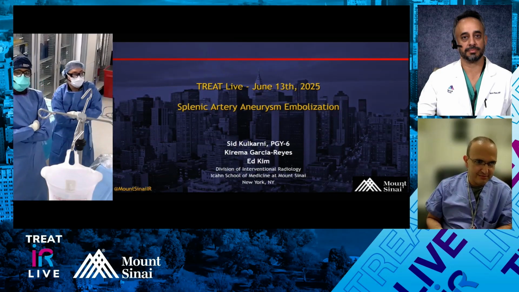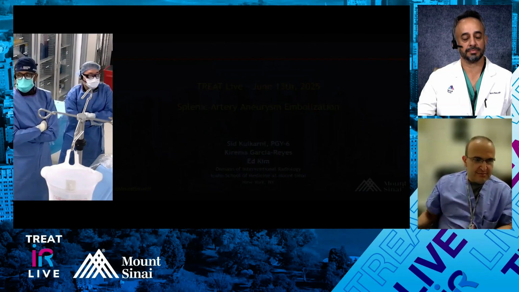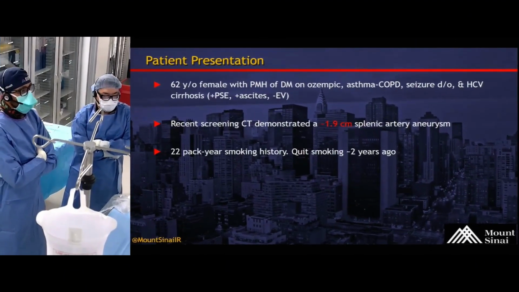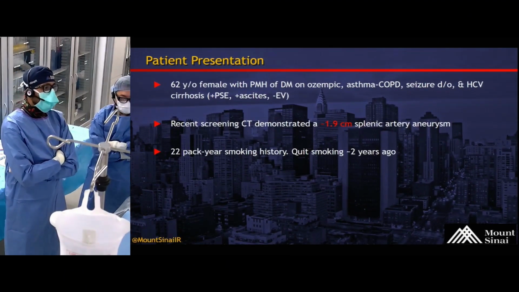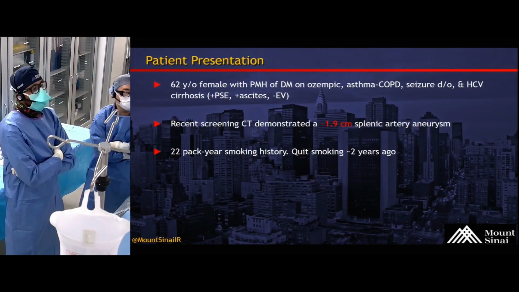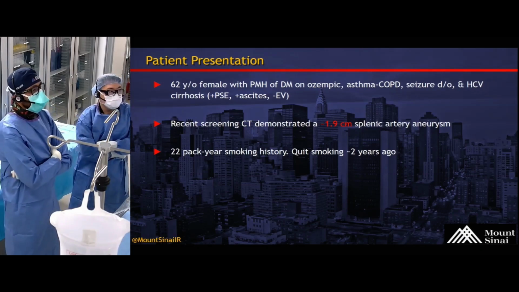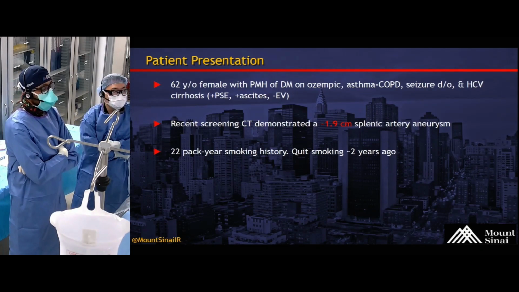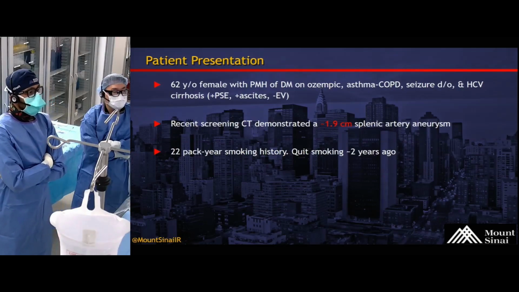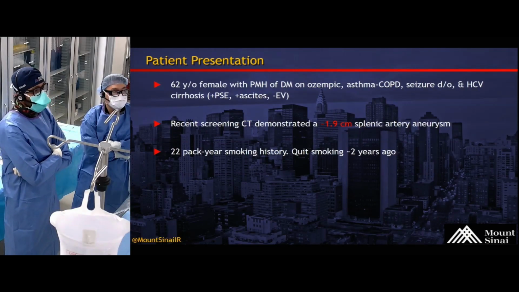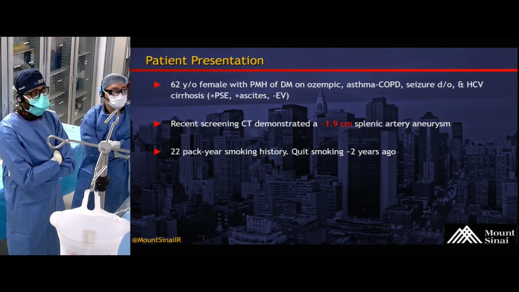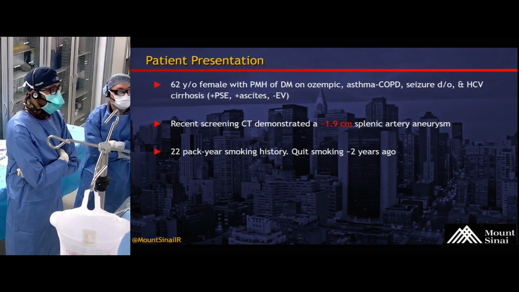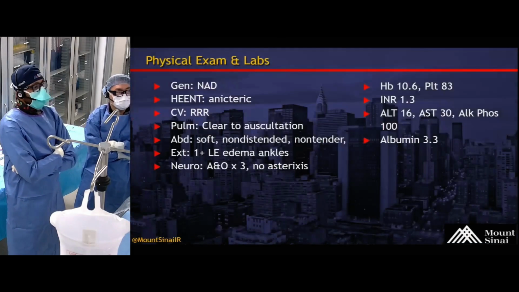So today we have an interesting case of a splenic artery aneurysm. So short, brief presentation. This is a 62-year-old female. She has a past medical history of diabetes, asthma, COPD, seizure disorder, as well as HCV cirrhosis. And she's had a history of encephalopathy and ascites, but no varices. She had a recent screening CT that demonstrated an approximately 1.9 centimeter splenic artery aneurysm in the hilum of the spleen. She additionally also has a 22-pack year smoking history. She's quit smoking about 2 years ago now.